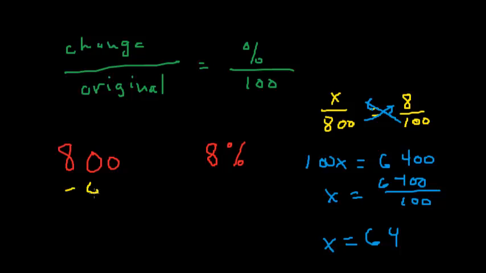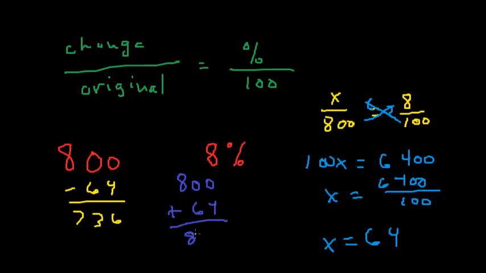So for the decrease, I would subtract the 64 and get 736 thingamabobs being created each day. If I were calculating the increase, I would take that 800 and add the 64, giving me a new total of 864 thingamabobs being created each day. So decrease 736, increase 864. So the difference then is that keyword, increase or decrease.